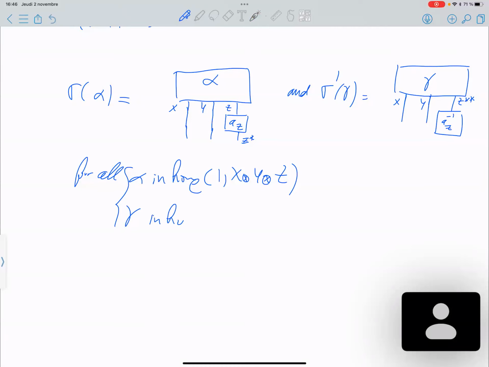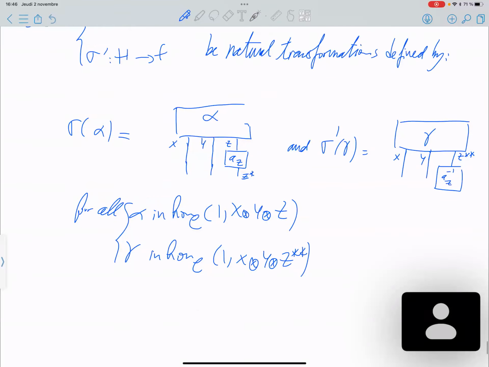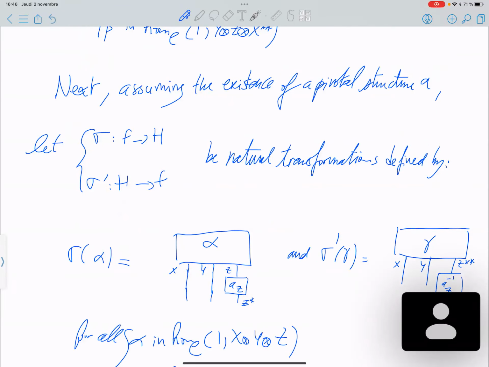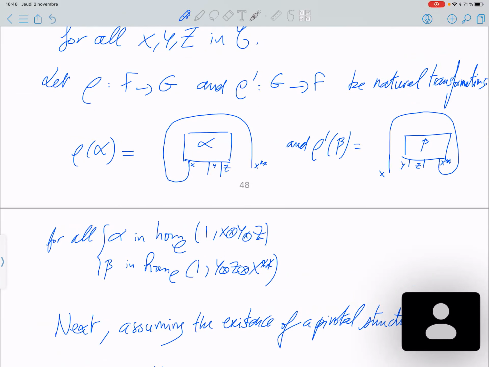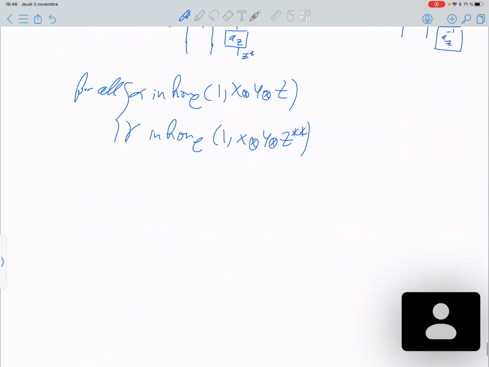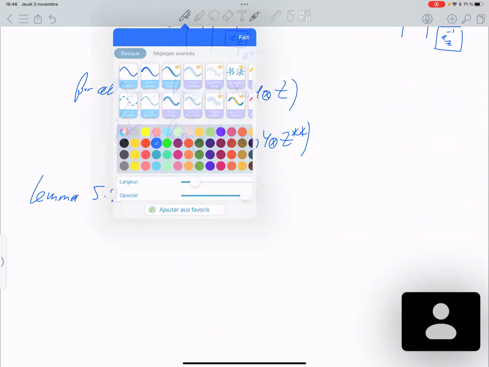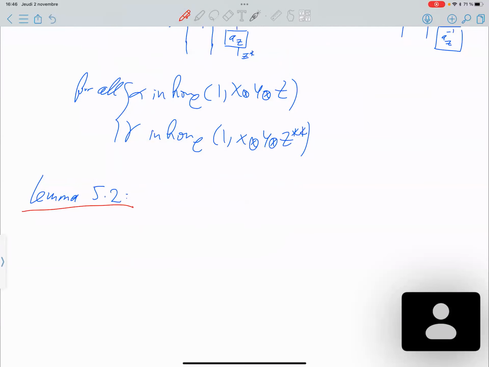In Hom_C(1, X tensor Y tensor Z double star). Okay. So this was a bit long for something very easy. And there remain 9 minutes. So I guess we will have time to at least prove the first lemma about this natural transformation. I guess it will be enough for today.